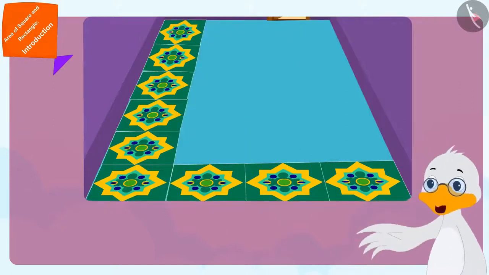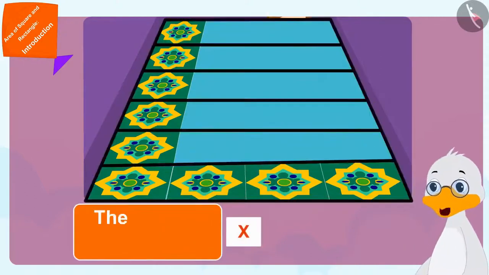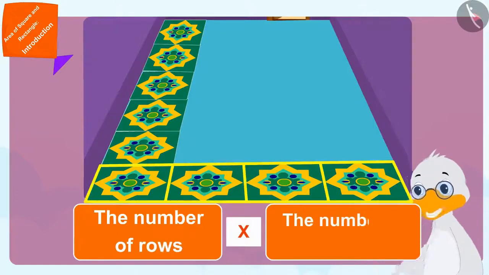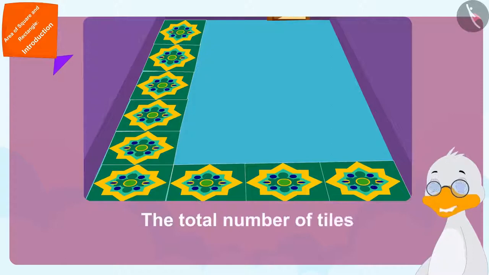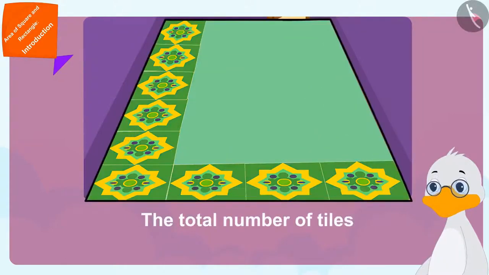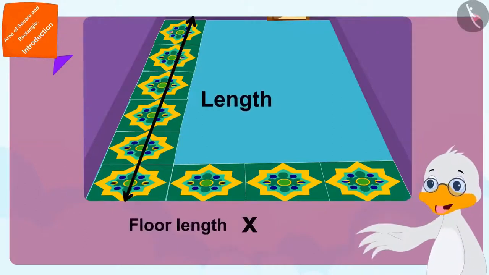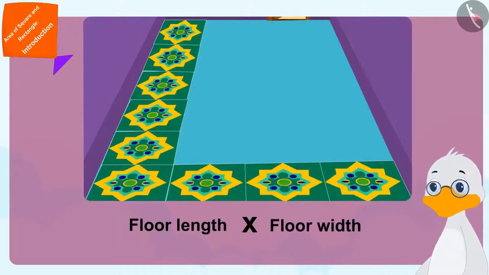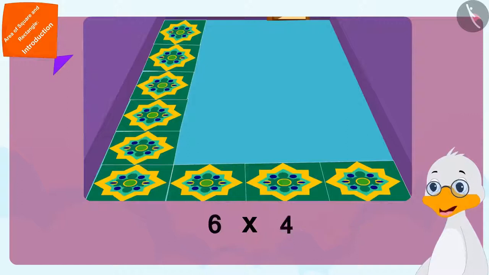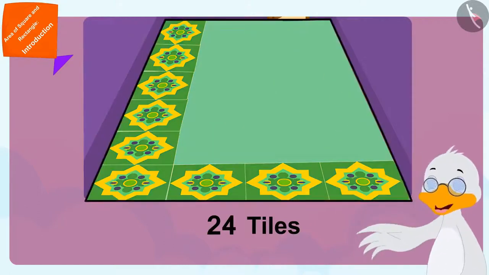Now it's become very easy. All I need to do is multiply the number of rows by the number of tiles in each row, and I will know the total number of tiles needed to cover the floor. In other words, I have to multiply the length of this rectangle-shaped floor with its width. 6 times 4 is 24. 24 tiles will be required to cover the rectangle-shaped floor.